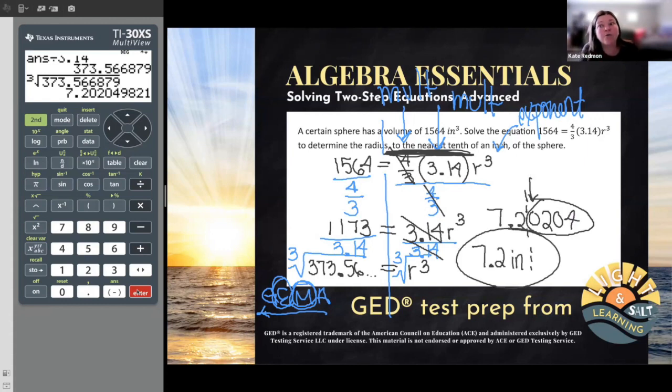Woohoo! Not hard. With a calculator and with that understanding that you can get rid of any math you want to on an equation as long as you keep your balance. You do the same thing to both sides.